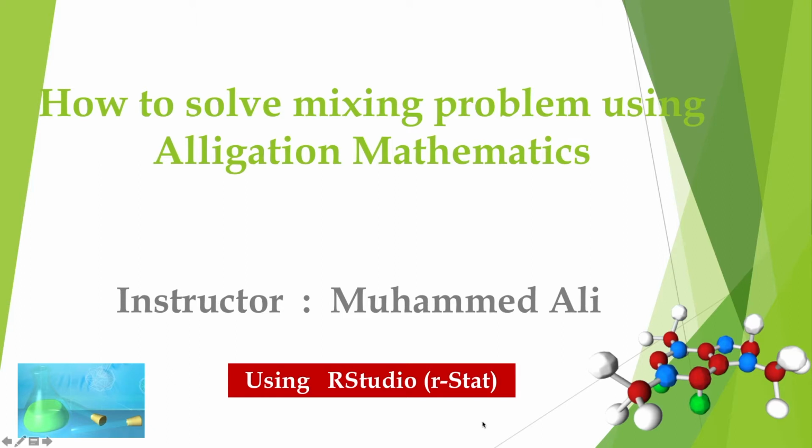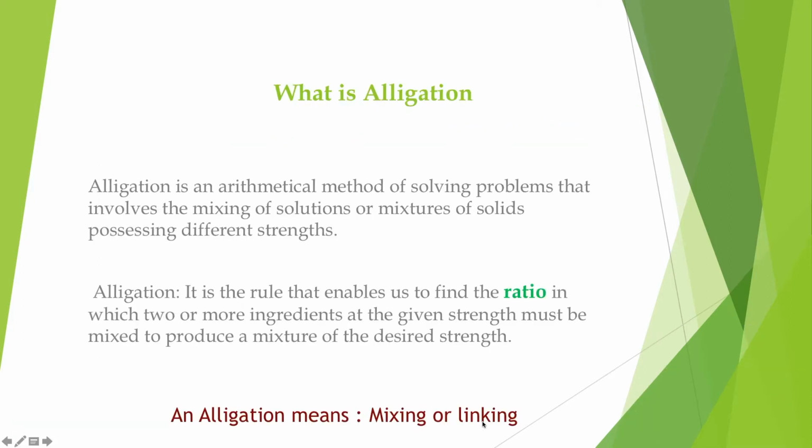Now, what is alligation? Alligation is an arithmetical method of solving problems that involve the mixing of solutions or mixtures of solids possessing different strengths. It is a rule that enables us to find the ratio in which two or more ingredients at a given strength must be mixed to produce a mixture of the desired strength. Alligation means mixing or linking.